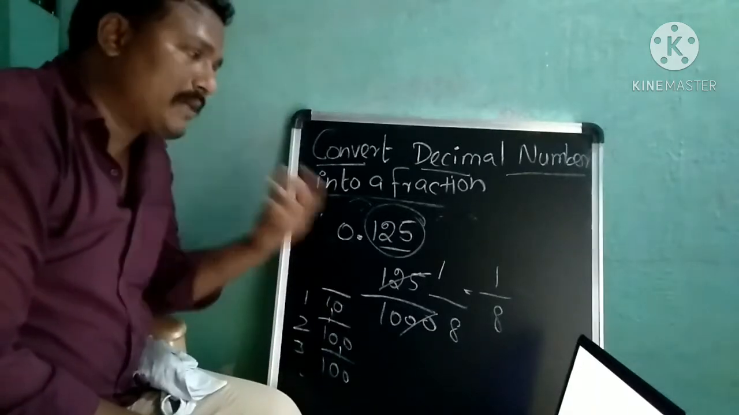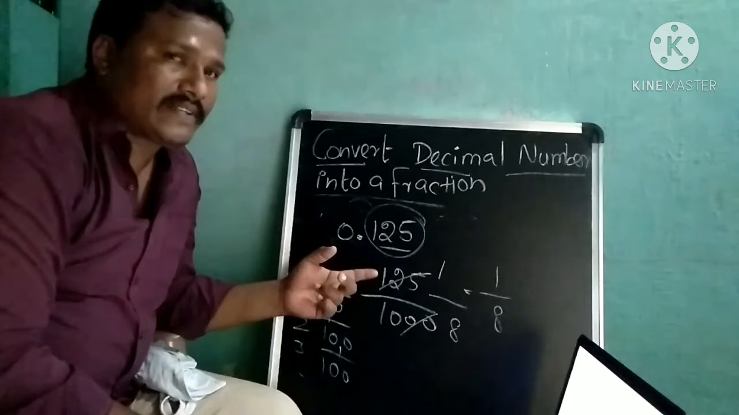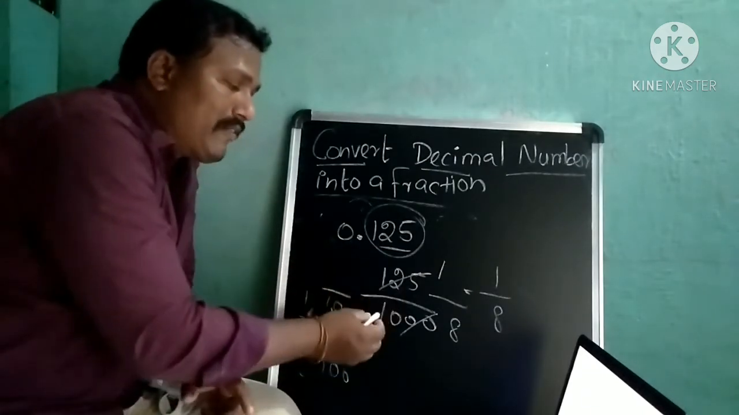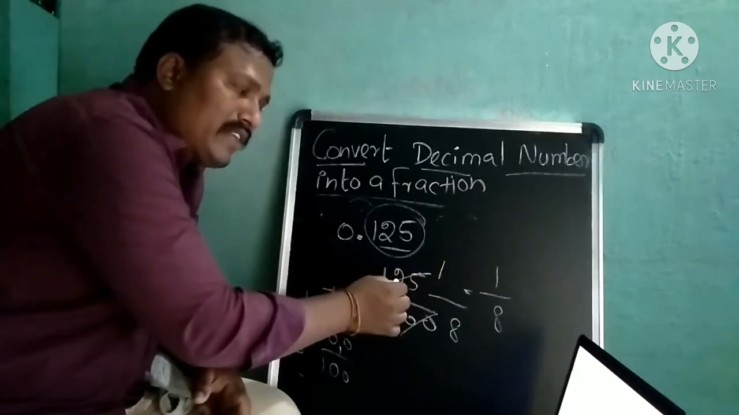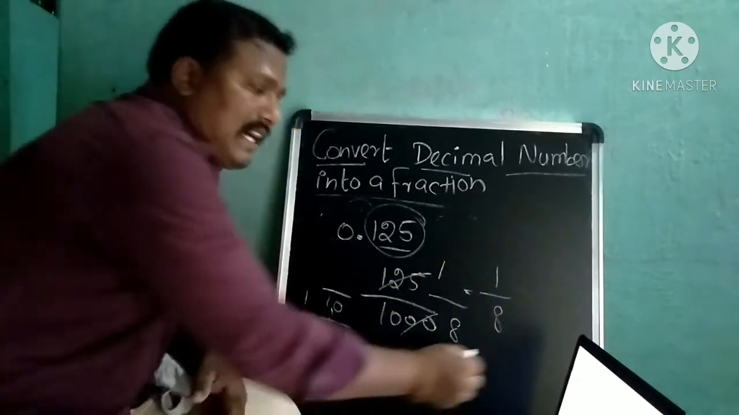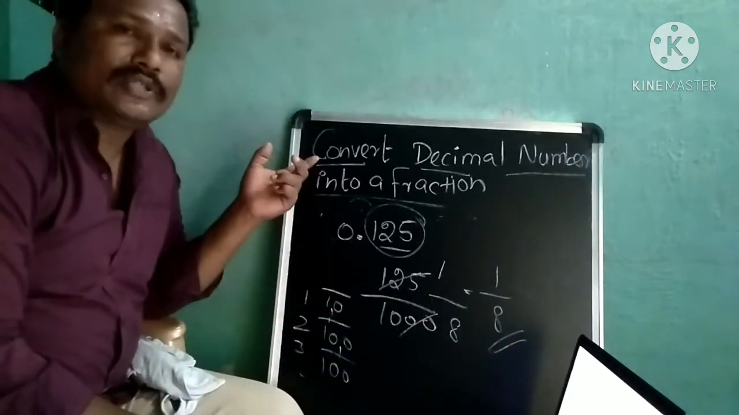So some kinds of sums you can simplify. If it can be simplified, you can simplify that, or else you can leave it as it is. But I know how to simplify this. 125 is 125, 8 125s are 1000. So 1 upon 8 is the answer. So this is the way you can convert a decimal number into a fraction.